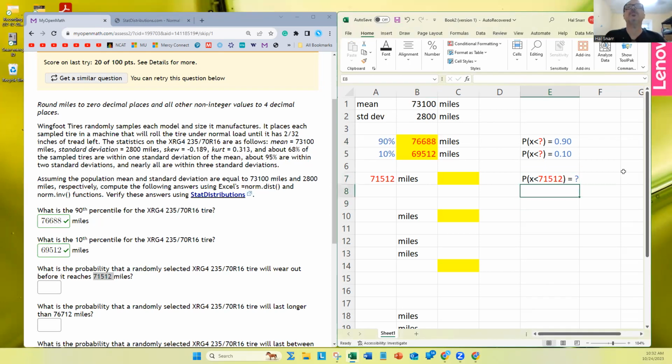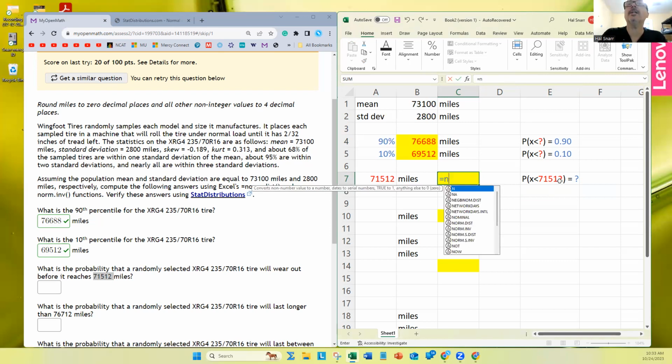Now the question has changed, right? I'm giving you the miles, and I want to know the probability that the tire will wear out before it gets to 71,512 miles. Okay, that's another way to state the problem. So here, I'm given the miles. I'm given a value on the x-axis.